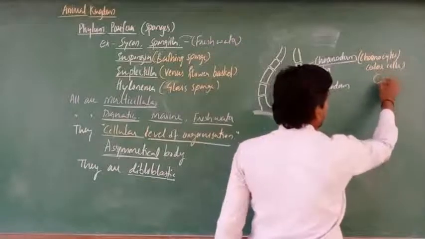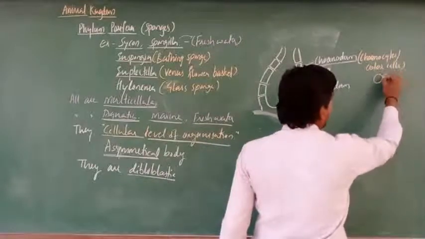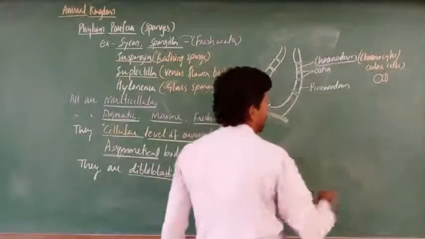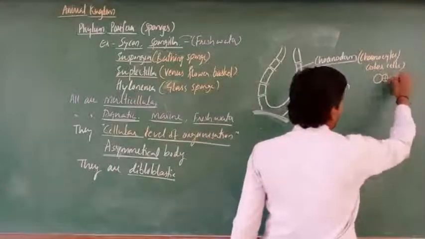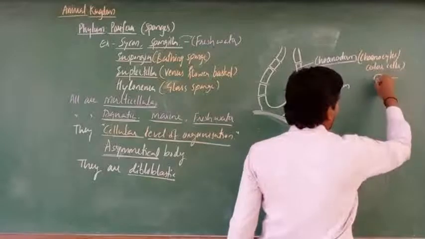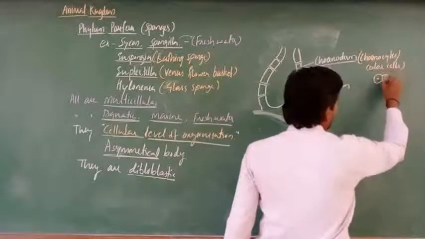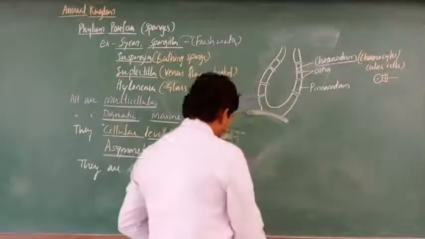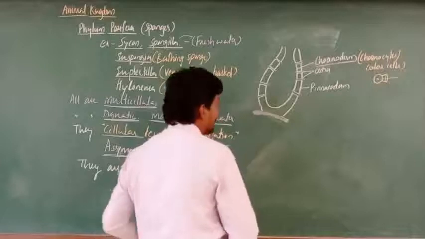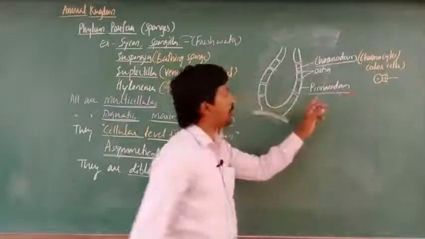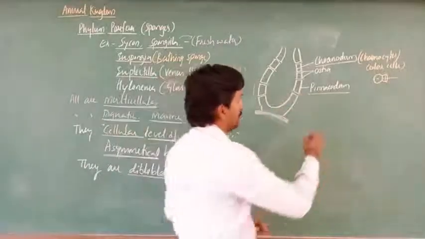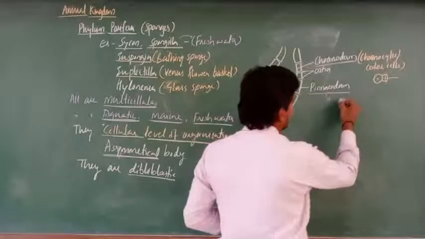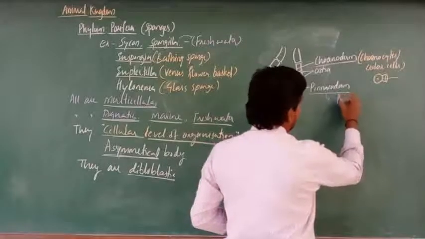They are like this: a spherical structure with a collar-shaped structure, and along with that there is the presence of flagella. This is the flagellum, and this is the cell. This is the structure called the collar. And the outer layer is called pinacoderm. Pinacoderm is made up of a special kind of flat cells. They are referred to as pinacocytes.